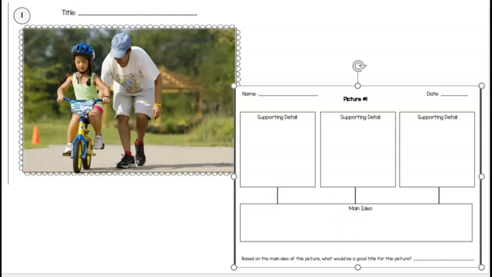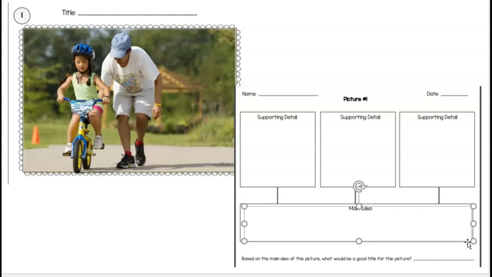So down here in this area, I'll get my text box, insert text box. Now remember, the main idea is always a full sentence. A little girl is learning to ride a bike. Period. Now, what makes me think that? That's what the supporting details are, the things that are going to go around it that say, oh, that makes sense.